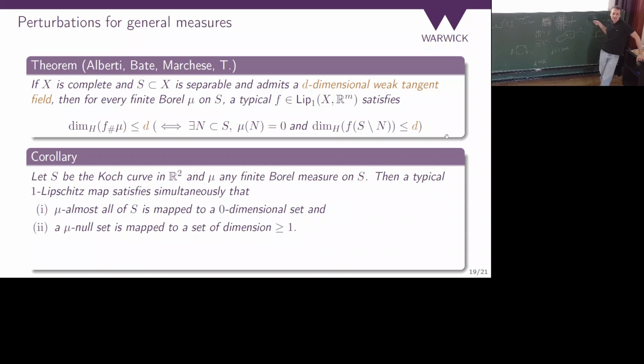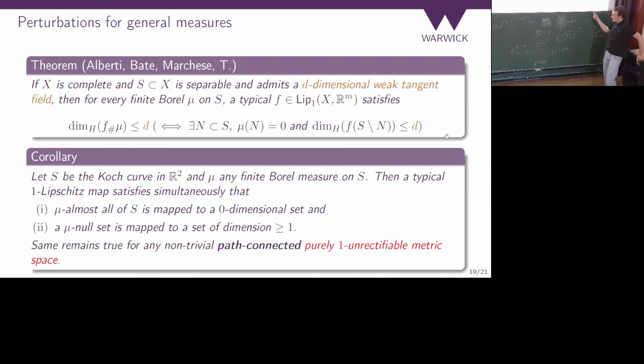Of course, this is a bad categorical argument, so usually the typical behavior is the worst possible. So I can't construct a single map that does this. I can prove that there are plenty of them. I can't construct a single one. And of course, this argument holds for any non-trivial path connected purely unrectifiable metric space, where path connectedness immediately implies that the length is not sigma finite.